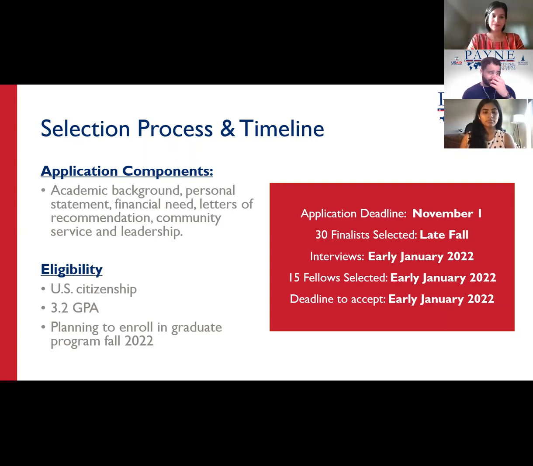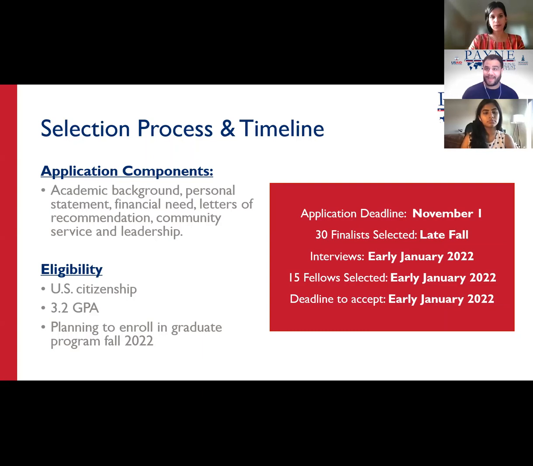Our eligibility requirements are pretty simple. You have to be a US citizen to apply. You must have a 3.2 GPA at the time of application, and that is cumulative across all your core studies. And you must be planning to enroll in a graduate program in the fall of 2022. So that's for this current application cycle.